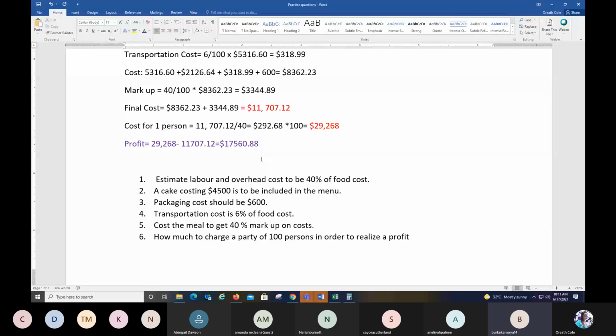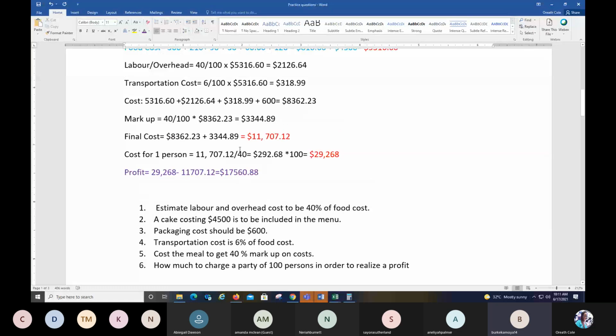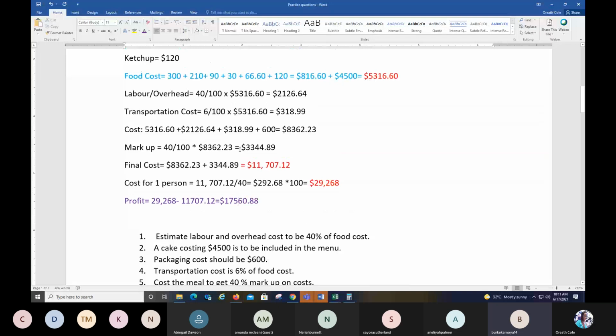Miss, I don't get it. Alright, Miss, it was said that 292 and 68 cents was per person. Miss, I may just multiply that by the 100. No, Miss, by 60? I got the same thing that you just said. Miss, I'm looking at it like this. The 29 is the 100 and the 11,000 is the 40. So I was like, if you minus 100 from 40, it equals 60.